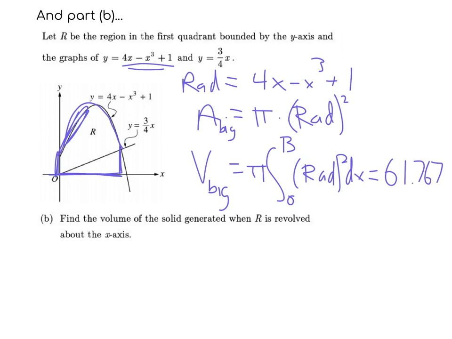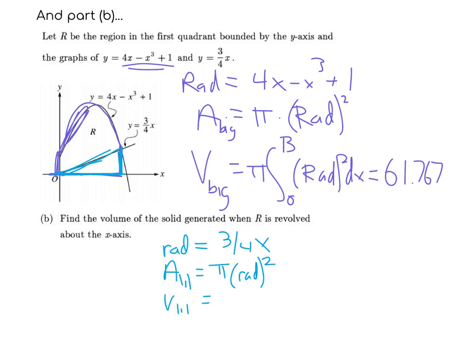Now, I also have this little triangular region. Its radius, so little radius, is just 3/4 x. And so the area of the little is pi rad squared, because again, we have a circle. So then the volume of the little is going to be pi integral 0 to b little radius squared dx.